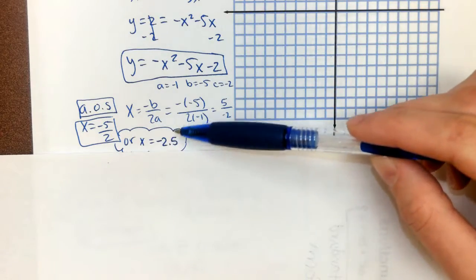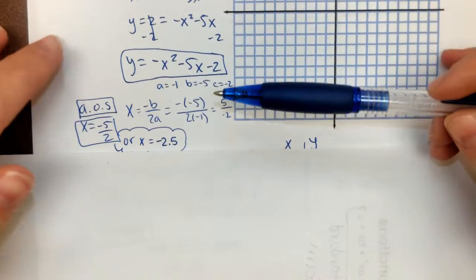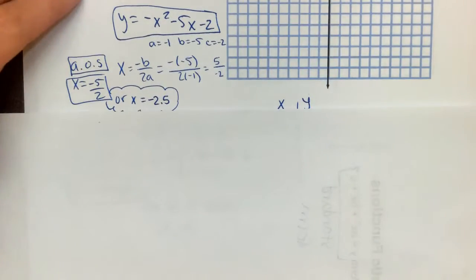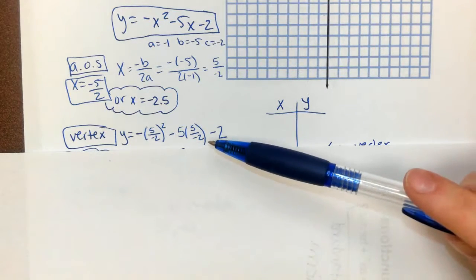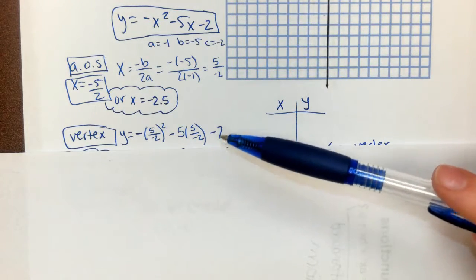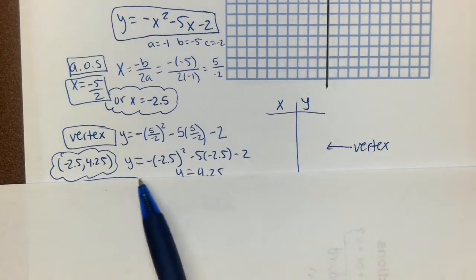Notice that I changed this to a decimal here. Either one is fine. The benefit now moving forward of having a decimal for that is when you plug in, because that looks a little wonky. We might make a mistake typing it in our calculator. So I changed it to -2.5 here, and I plugged in.